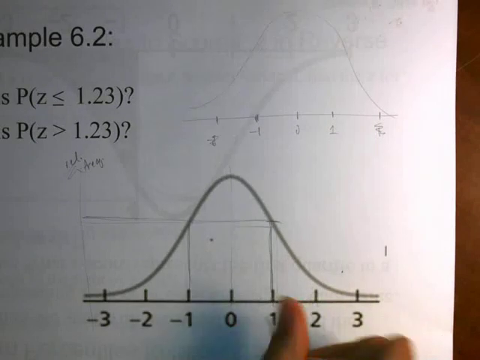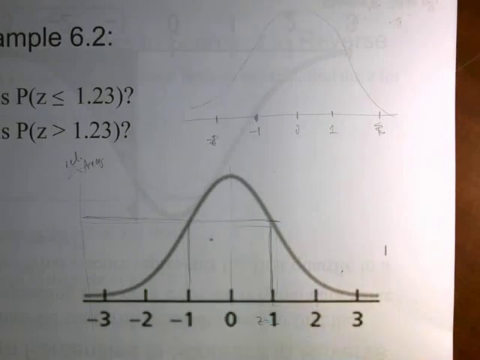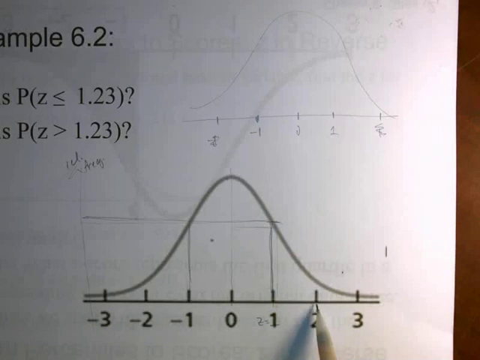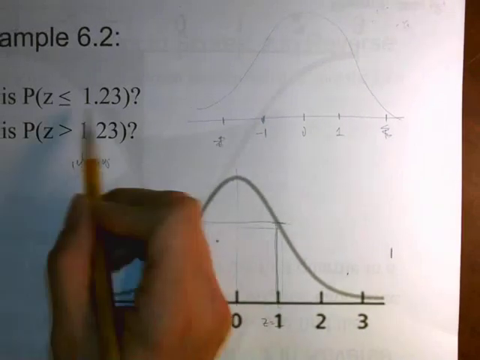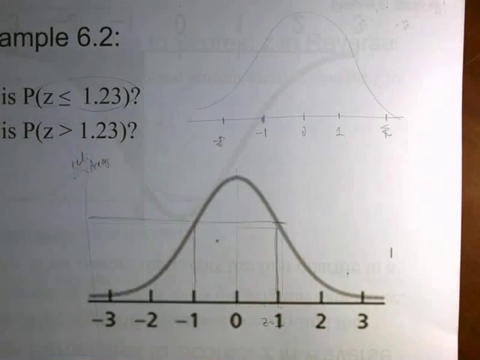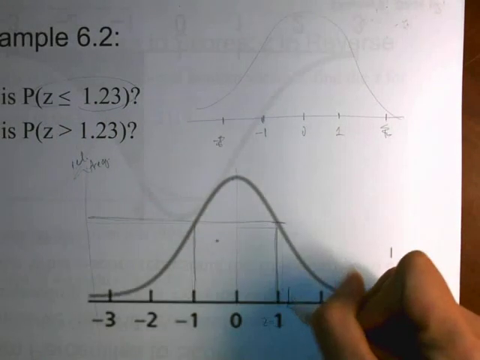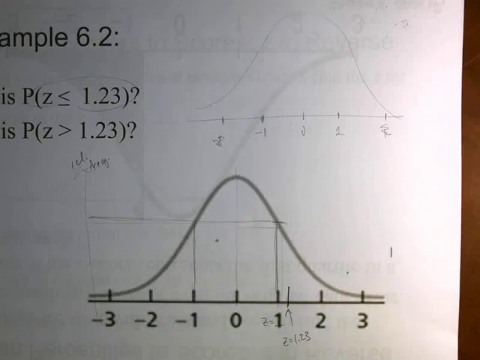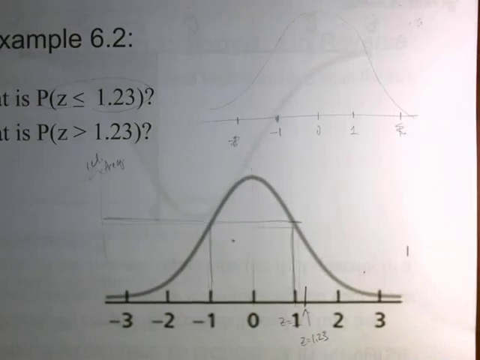So a value of z equals 1 is a value that is 1 standard deviation above the mean. A value of z equals 2 is 2 standard deviations above the mean, and so on. So a value of z of 1.23 will be somewhere around in here. There, z is 1.23.